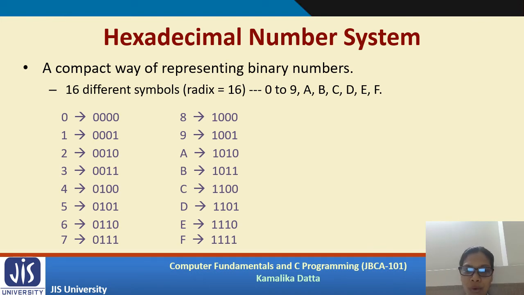Okay, so all these 4-bit numbers are represented in terms of just a single digit. That is why after 9 we represent 10 as A, 11 as B, 12 as C, 13 as D, 14 as E, and 15 as F, and we go on.